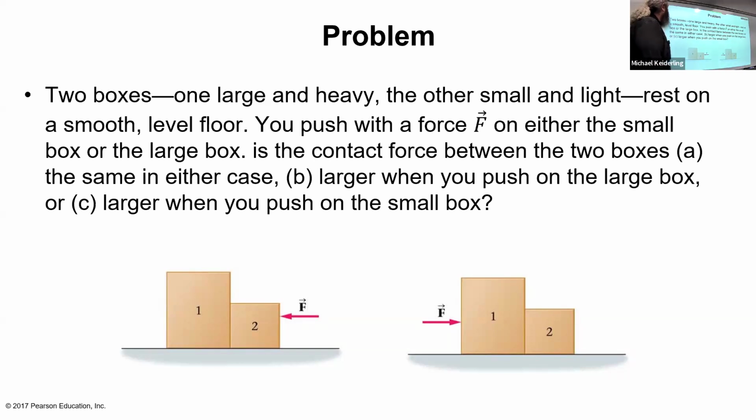So we have two boxes, one large and heavy, the other small and light. They rest on a smooth level floor. You push with the force F on either the small box or the large box. Are the contact forces between the boxes the same in either case? Larger when you push on the large box, or larger when you push on the small box? I'll give you a little while to think about this.